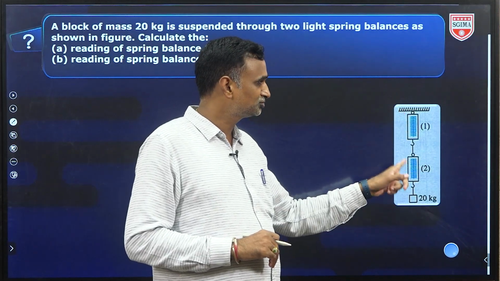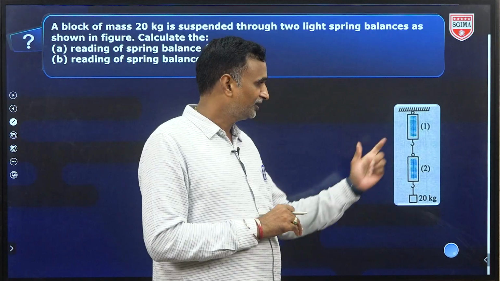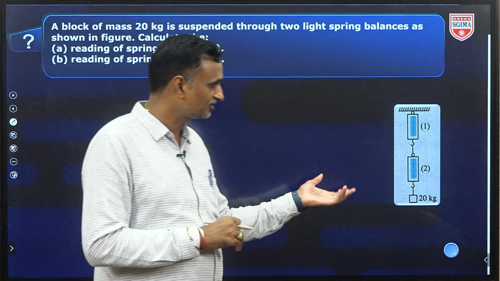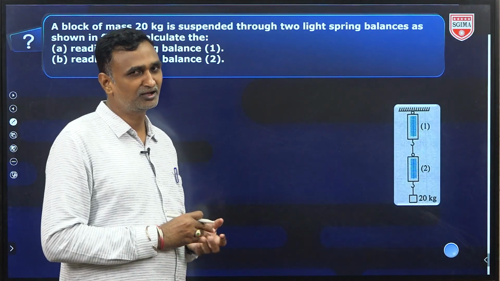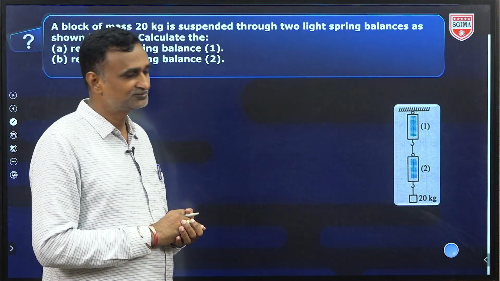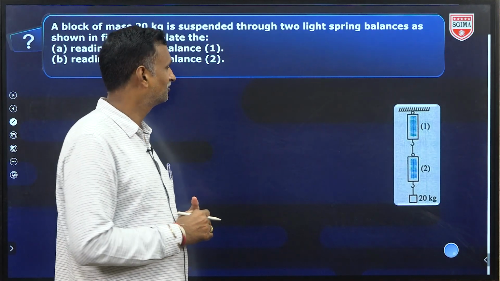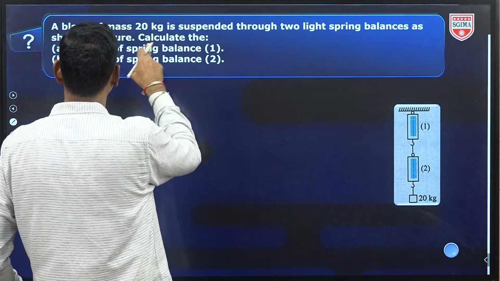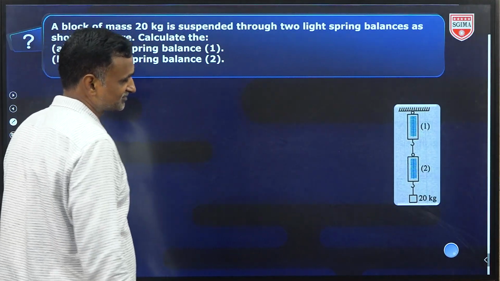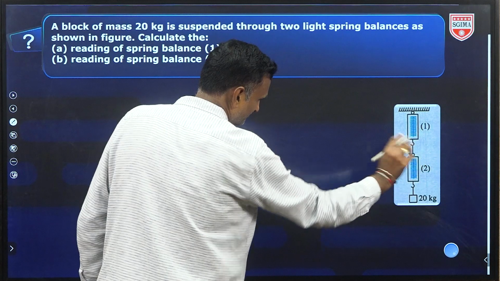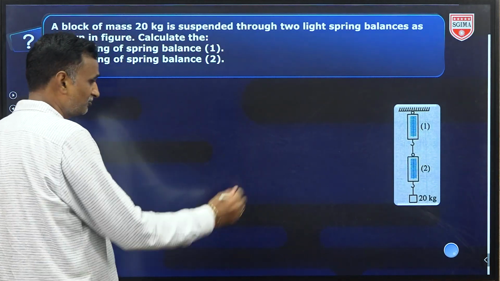So both spring balances must show a mass of 20 kg, and if they ask you to find the weight force, then 20g means 20 into 10 or 9.8 newtons. Generally we find the mass of the block, but here they are asking about the spring balances and the reading of the spring balance. So the first balance and second balance both will show how much? 20 kg force, okay, 20 kg.